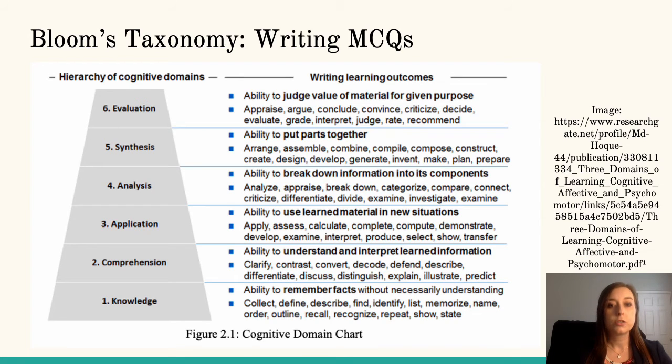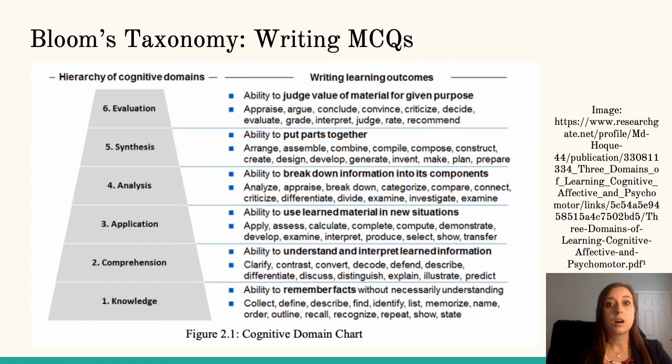So knowledge, okay. This is our ability to remember facts. This is rote memorization. Maybe we don't really understand the topic, but we just remember it. So different verbs that we would use in our objectives and in our questions would be collect, define, describe, list, memorize, recall, repeat. If you ask a student to recall something, they're practicing knowledge at the bottom of that hierarchy.